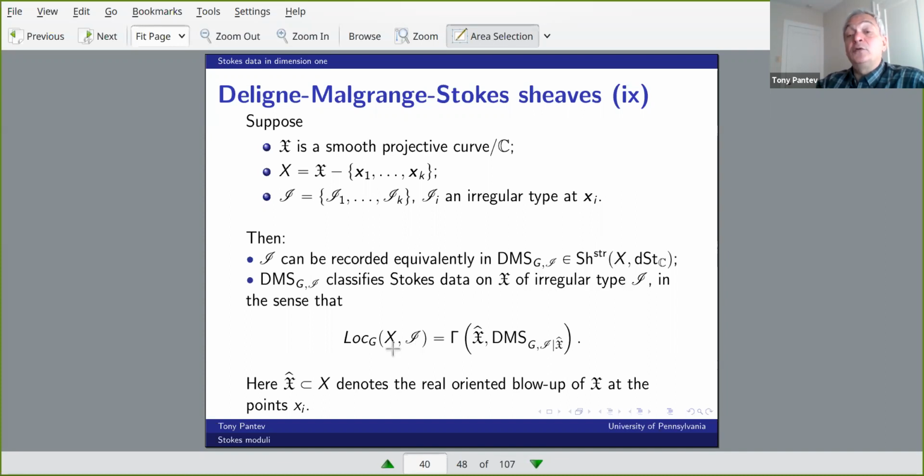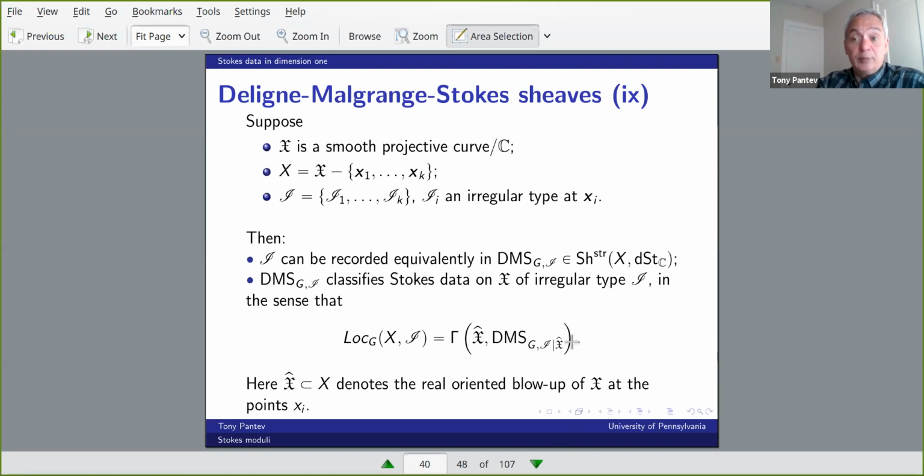And in fact, what you get is that the Stokes filtered local systems, filtered by the irregular type I, are sections on the surface with boundaries that you get by taking this Deligne-Malgrange-Stokes sheaf and restricting it to that surface with boundaries. This surface with boundaries is just the real-oriented blow-up of X at the points. So just introduce a boundary circle near each boundary component. And so it's really this constructible sheaf that's defined by the irregular type, and you have global sections in it.